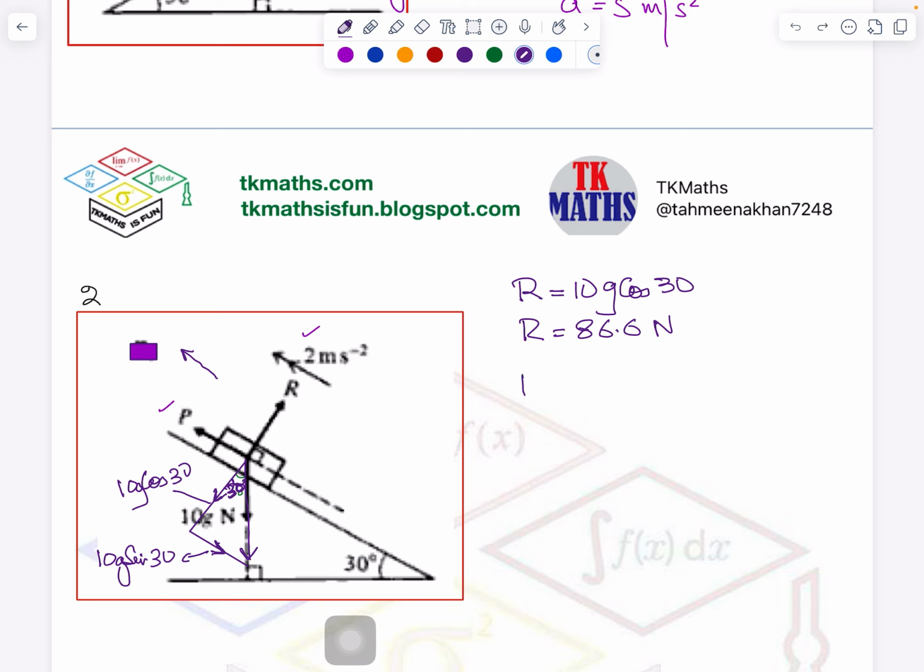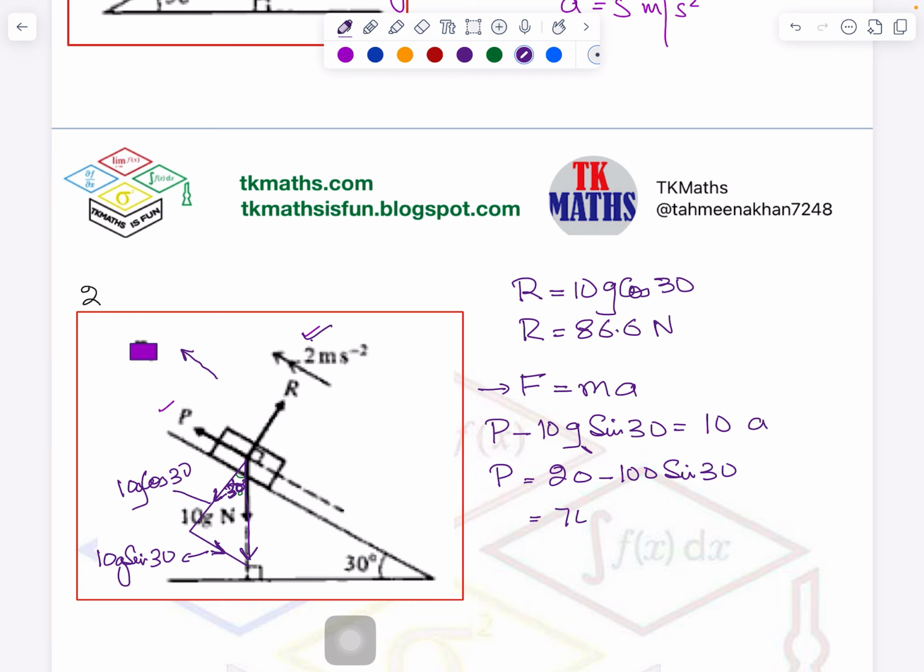Okay, by the way, let me write here Newton's second law of motion first. F is equal to ma. This is my resultant force. So P minus downward force, which is 10g sin 30, is equal to ma. So P is equal to, now you know your acceleration is 2, so it is 20 plus 100 sin 30. By the way, I have taken g as 10 meter per second square because this is what is taken in M1. You will not take 9.8, which is usually taken in physics, right? So P is 70 Newton.